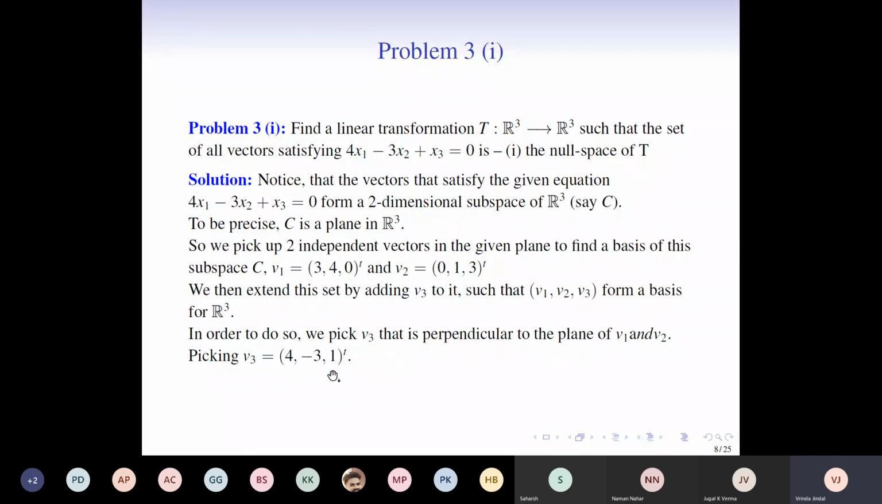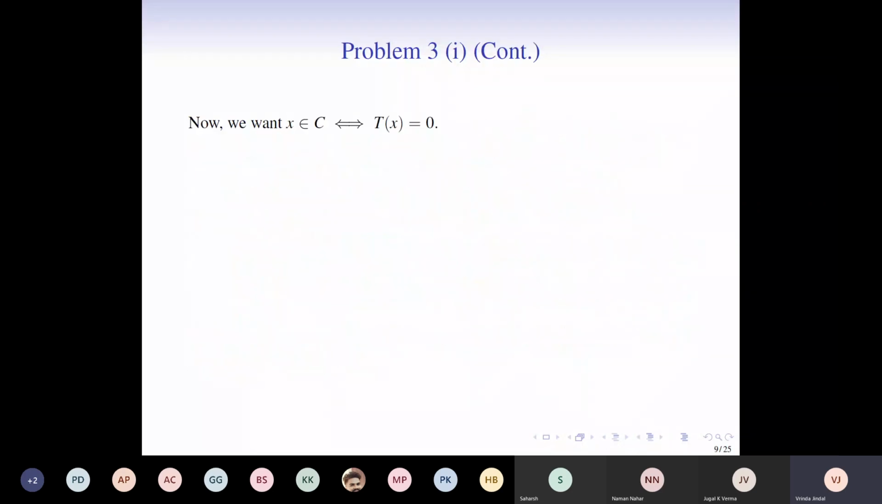So this indeed means that v3 is perpendicular to the plane described by C. And v1, v2 and v3 together form a basis of R3. Now what does the question say? The question wants us to make the null space of T described by C.